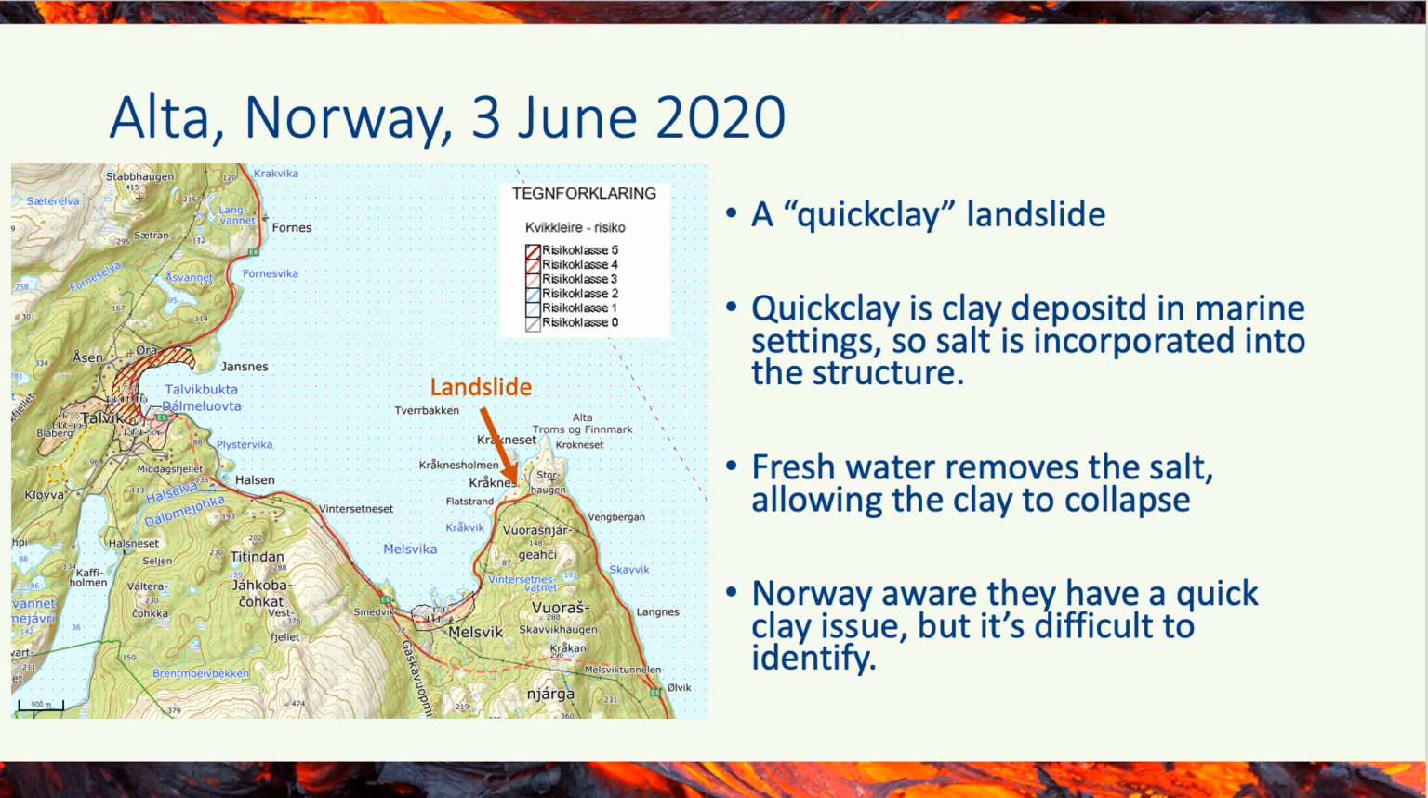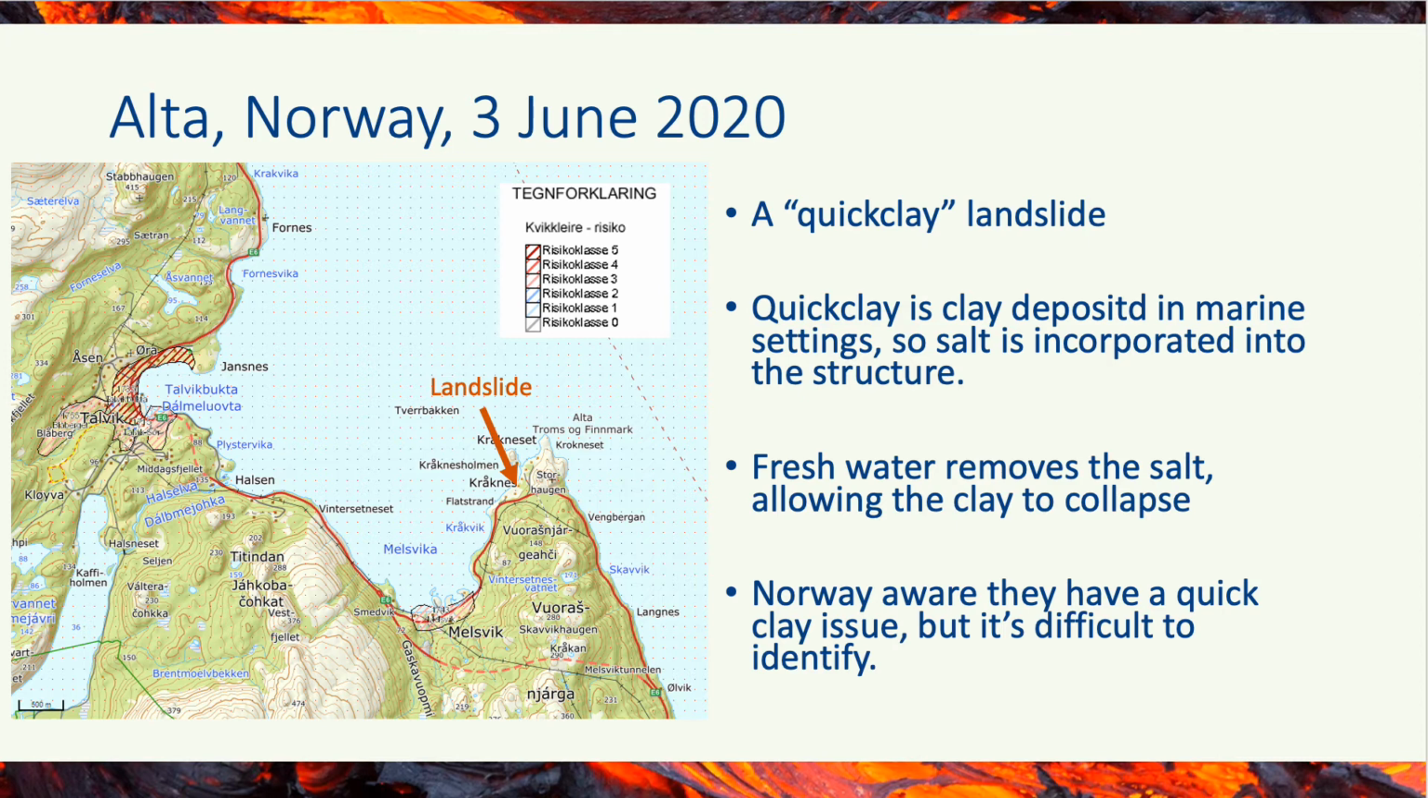Now, Norway is very aware that it's got quite a lot of quick clay in different places, and as such, there's been quite a lot of assessment of the issue and the possible hazard areas. And this map is showing you the quick clay risk areas for this location in Norway. And as you can see, the hatched areas around Talvik and Melsvik are identified risk areas for these quick clay landslides.